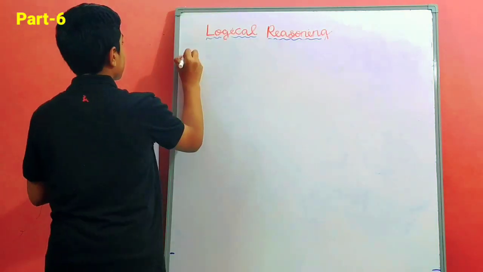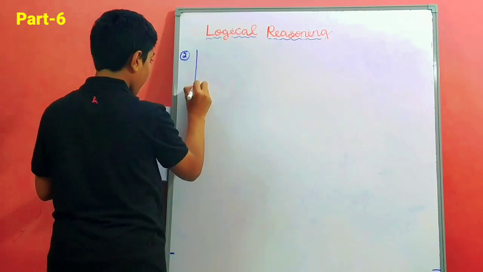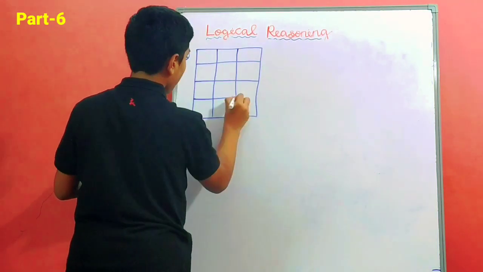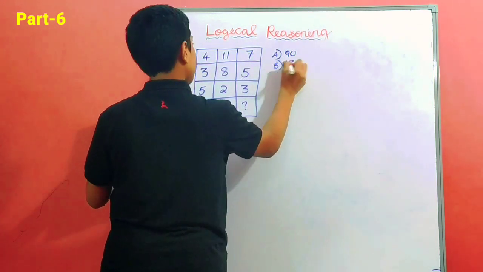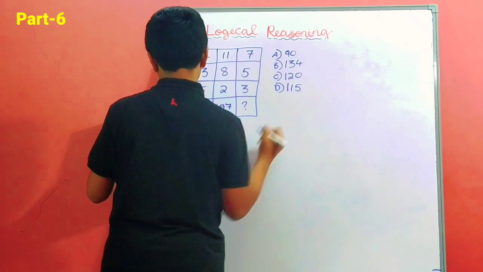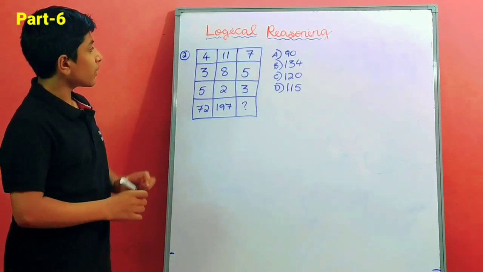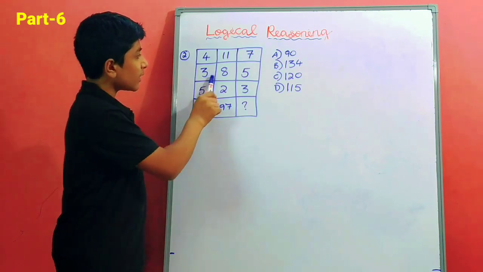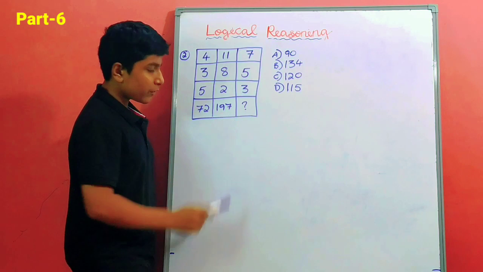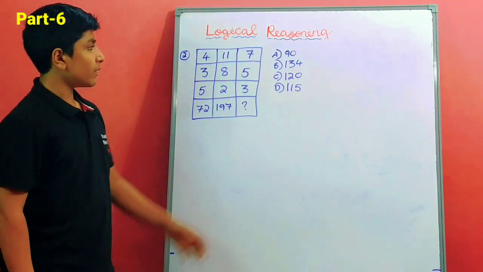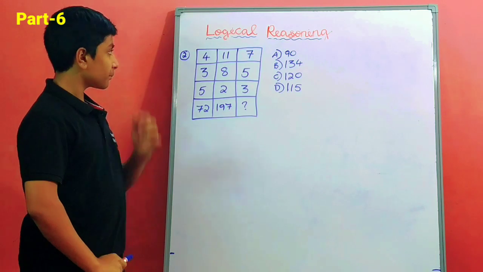Okay. Second one. So we have this problem: 4, 11 and 7, 3, 8 and 5, 5, 2 and 3, 72, 197, and we have to find this number. And we have the options given. So please pause the video and try to solve it.